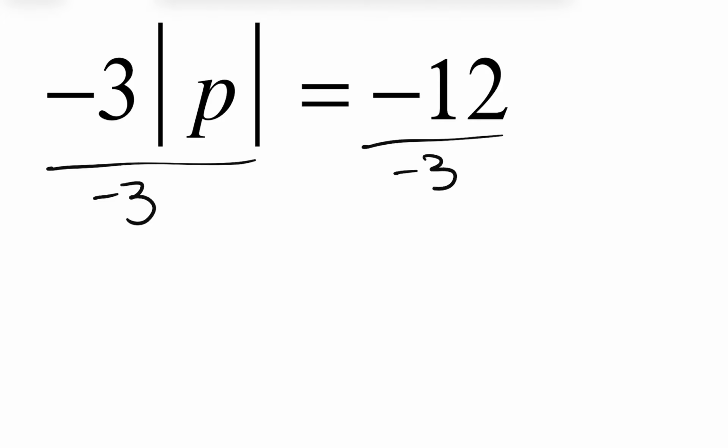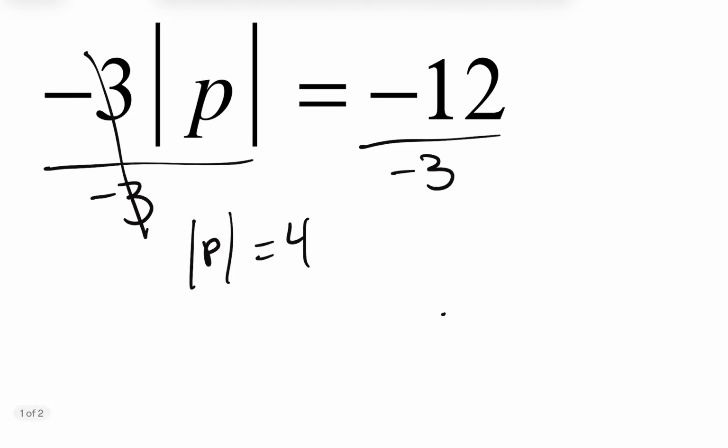But we can't just do that to one side, we have to do it to both. So now we get the absolute value of p equals 4. So whether p is +4 or -4, it will have an absolute value of 4. So we can say p equals 4 and -4 because either one of them will end up with an absolute value of 4.